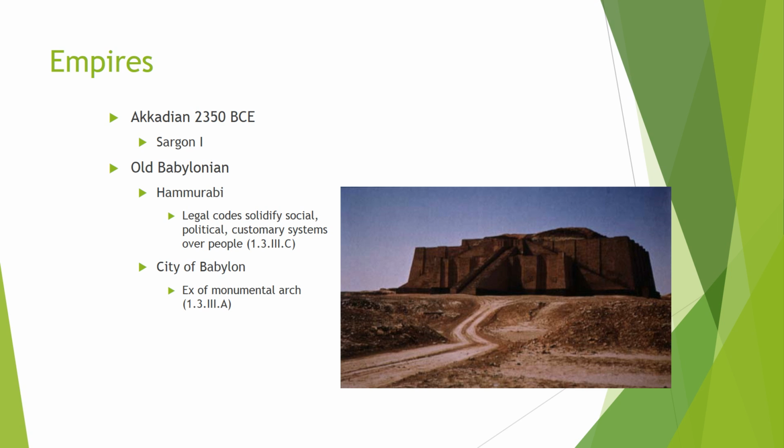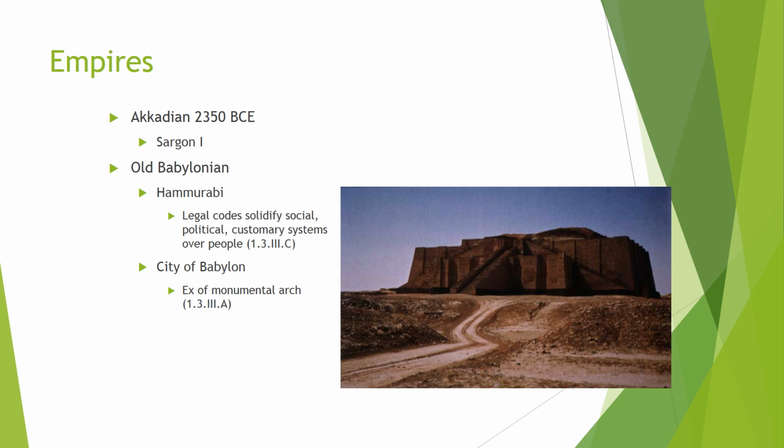We know Hammurabi because he writes a book of code. That law code, the Hammurabi code, is another one of your examples that this unit will expect you to know about, okay, when it comes to literature. They will make sure that you know the difference between Hammurabi's code book and other law-giving manuals. His is very strict, it's very rigid. It solidifies social, political, and customary systems over the people by the king.